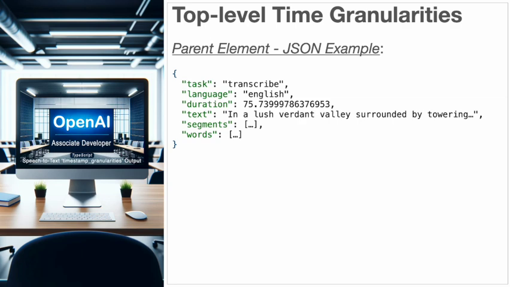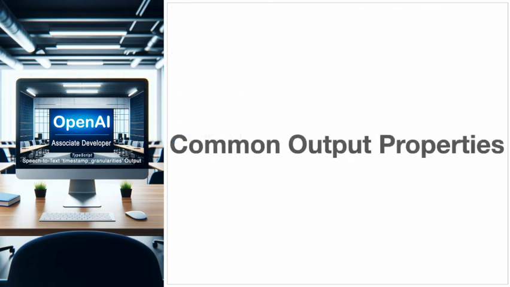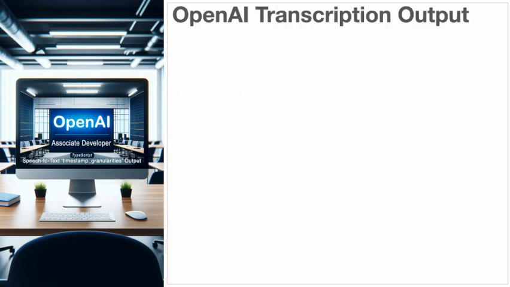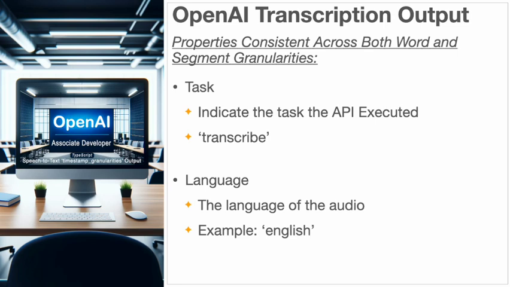Before looking at the specifics of segment or word timestamp granularities, let's examine the output properties they share in common. These common properties you'll see in the output, regardless of the timestamp granularity setting, are task. This indicates the task the API executed. Since this output is from the STT API, it will always have the value transcribe. Language. This string identifies the language of the input audio. Note that it is not in ISO 639-1 format.